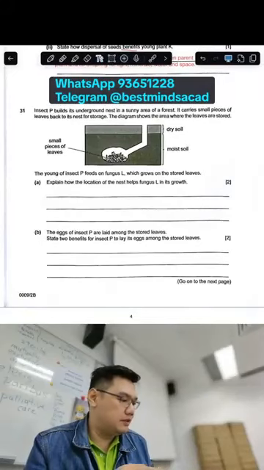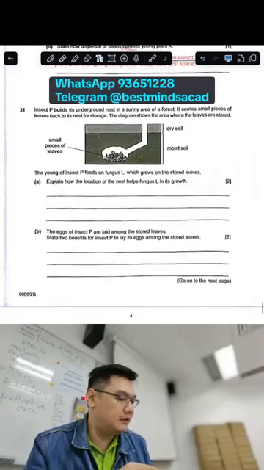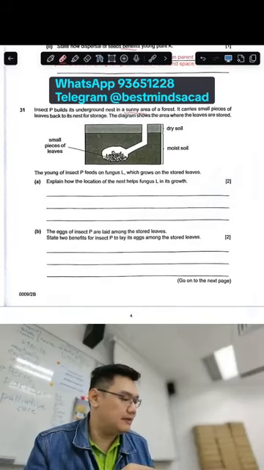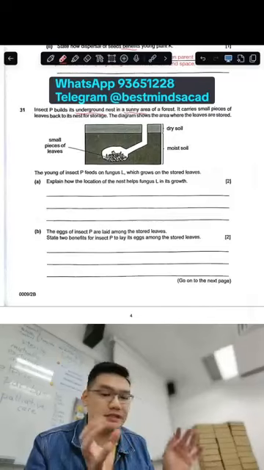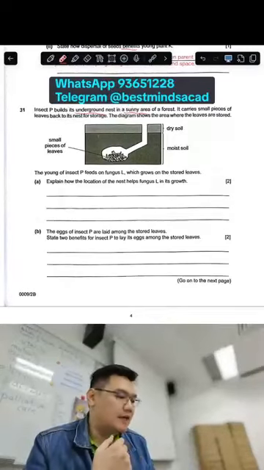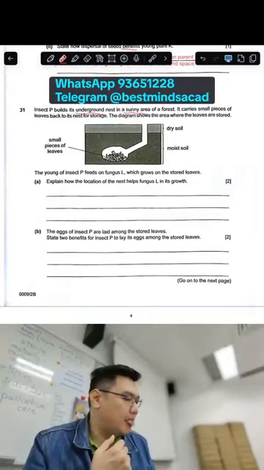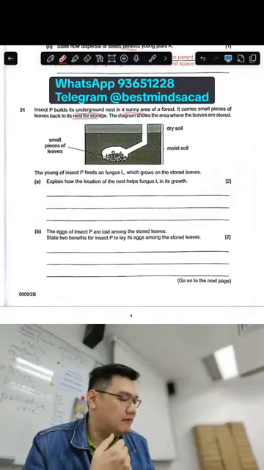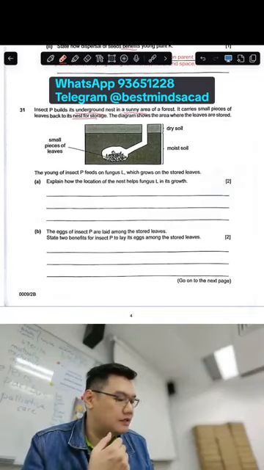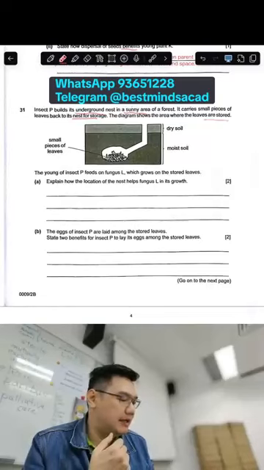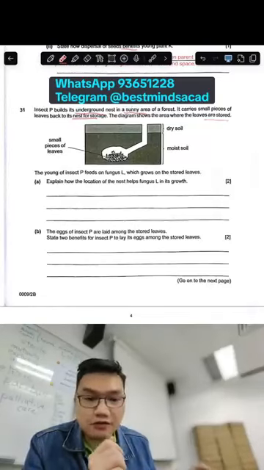This question is about insect P that builds its nest underground in a sunny area in the forest. So this is a sunny area, but then there's underground. Sunny means it's very bright, a lot of sunlight. You carry out small pieces of leaves. Insect P carries one back to its nest for storage. The area shows where the leaves are stored. So outside is sunny, underground is obviously dark, not sunny.